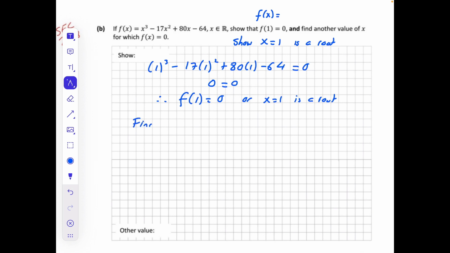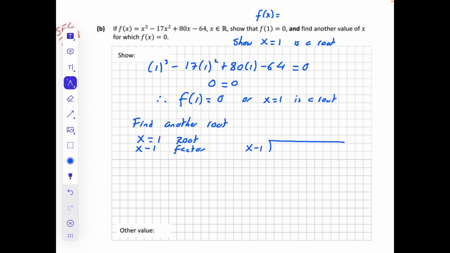After that it says find another value of x for which f of x is equal to 0. What is that really saying? The second part is find another root. So we're looking for another x equal to whatever that you can sub in that will give us out 0. From what we've been given, we've shown that x equal to 1 is a root. There's nothing more we can do with that, but we know we can go from a root to a factor. So we can say that x minus 1 is a factor.